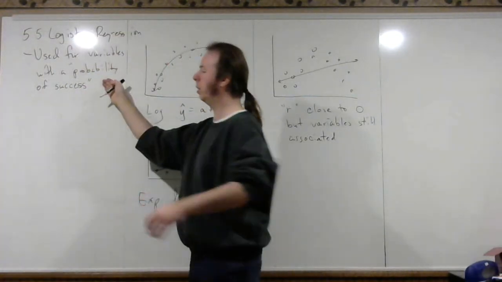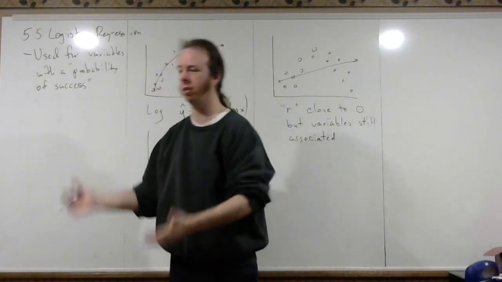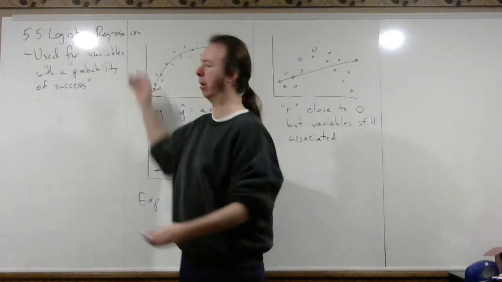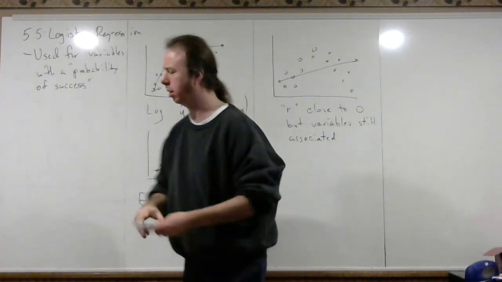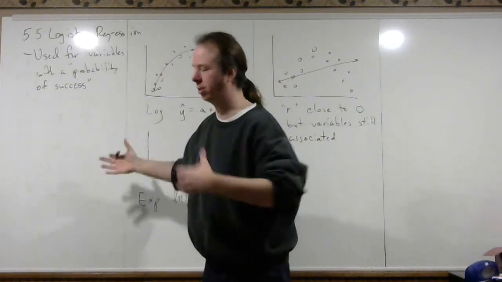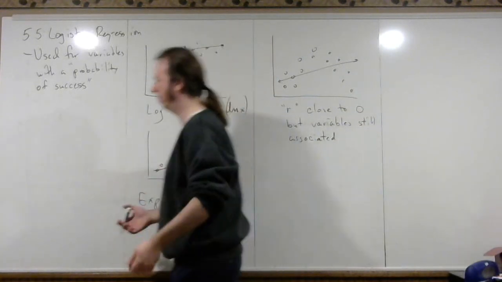Logistic regression we use for variables that have some sort of probability of success, or anything that's binary, so anything that's a yes or no, or success or failure, or anything like that. So that would be my y variable. My x variable would still be some quantitative value.